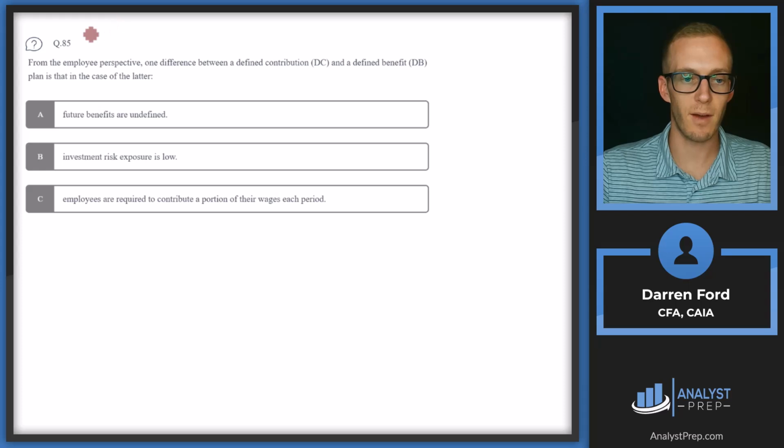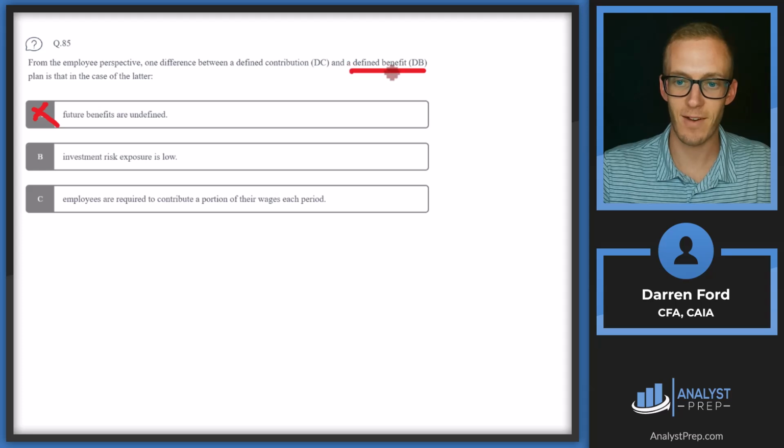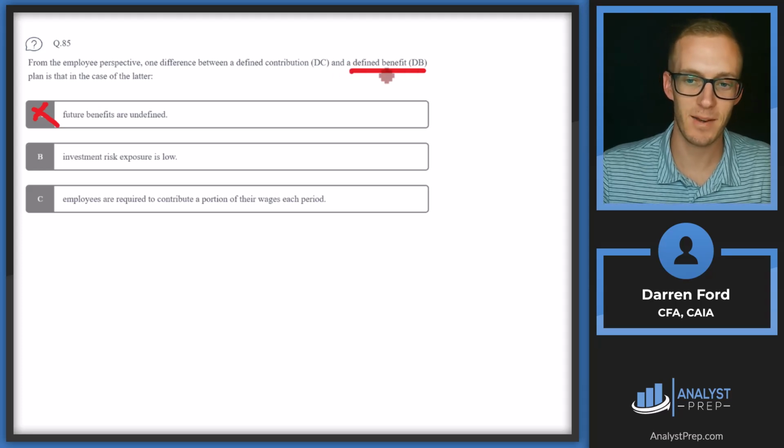Answer A. Question 85. From an employee perspective, one difference between defined contribution and defined benefit plan is that in the case of the latter, so the latter being defined benefit plan, A, future benefits are undefined. Well, we can rule that out right away. It's right there in the name. Defined benefit. It's not an undefined benefit, it's defined.